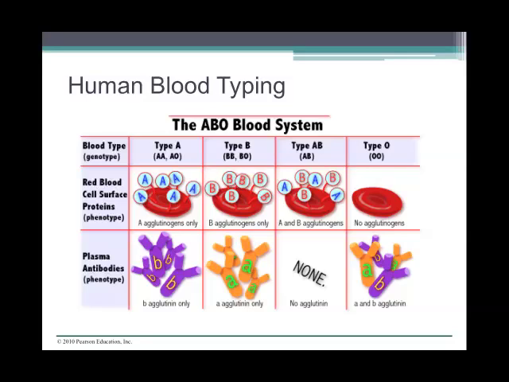Then we have one last blood type, O. This is actually the recessive blood type. You had to get a copy of O from your mom and a copy of O from your dad. And in this case, O blood has no surface markers, nothing on its surface. But it has both A and B antibodies.